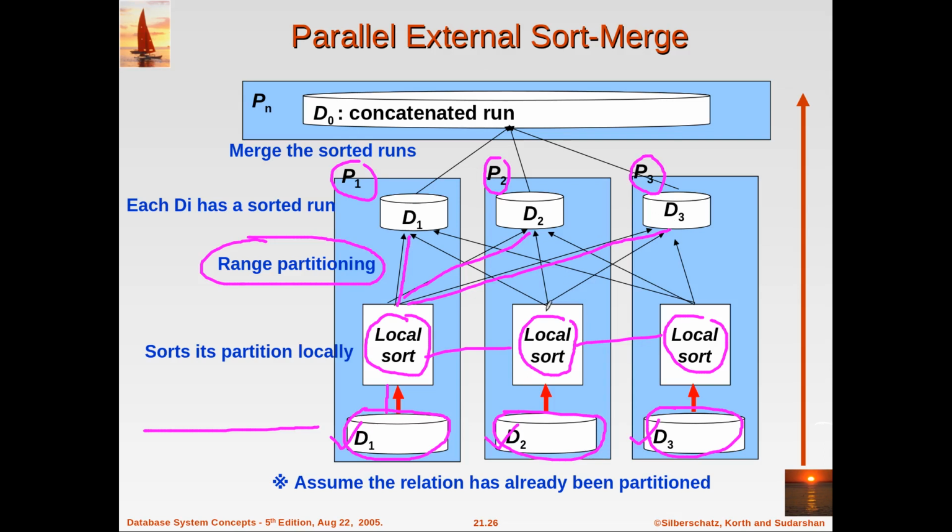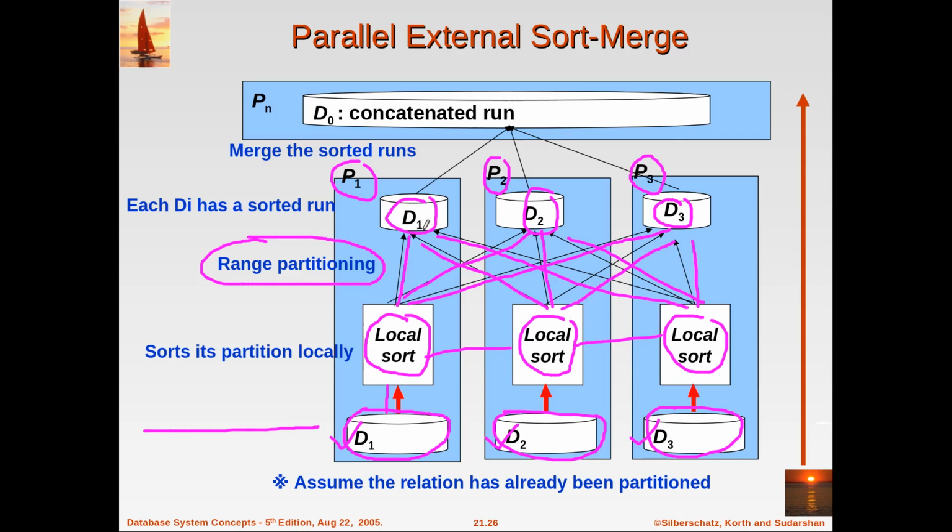Similarly, here this also will do range partitioning. The first range will go to D1, the second range will go to D2, and the third range will go to D3. Similarly here also: first range, second range and third range. So from all the processes, the first range will go to D1, that is into P1. From all the processes, the second range will go to D2, that is part of P2. From all the processes, the third range will go to D3, which is part of P3.